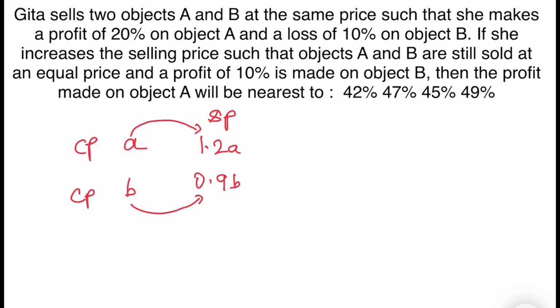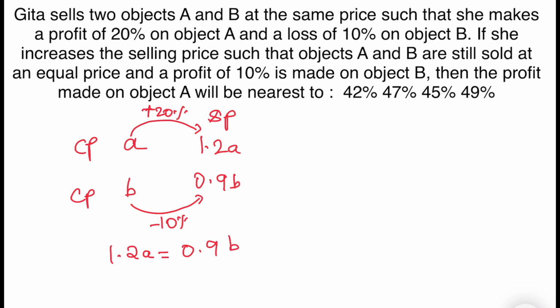Logically, when a number increases by 20%, in this case, the selling price for A is 20% higher than the cost. So the selling price is 1.2 times the cost, right? And in the same way, the selling price of B is 10% lower than the cost. So the selling price of B is basically 0.9 times the cost. The question tells us these two values are equal. 1.2A must be equal to 0.9B.